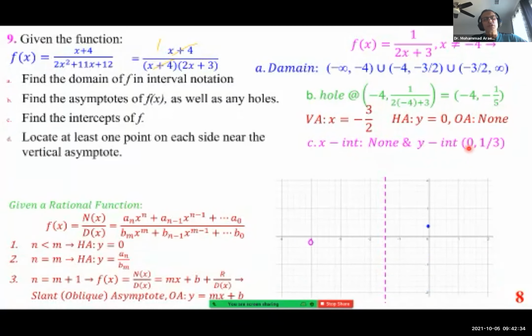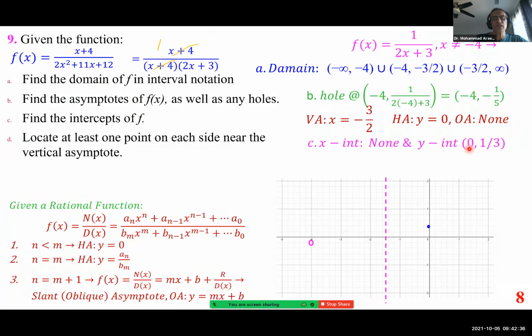Locate at least one point on each side near the vertical asymptotes. When you have a vertical asymptote, in this case 1, it cuts it into 2 sub-intervals. On each side, you need a couple of pairs to be on the safe side. To be honest with you, even 1 normally does that. Please understand what happens. This is your vertical asymptote. This is your horizontal asymptote. So the graph on the left side should go like this or like this, but not both.